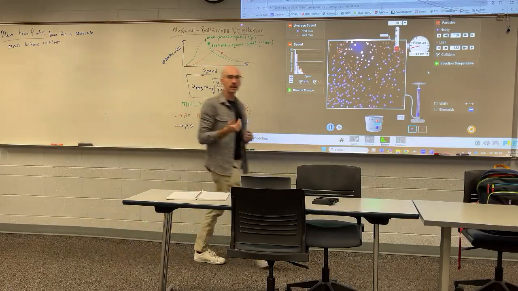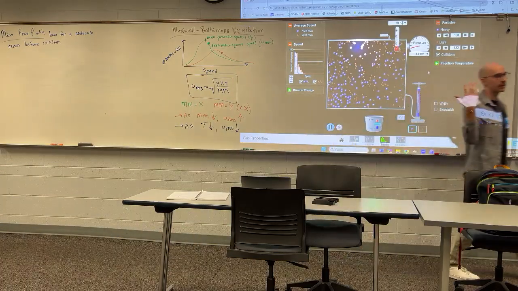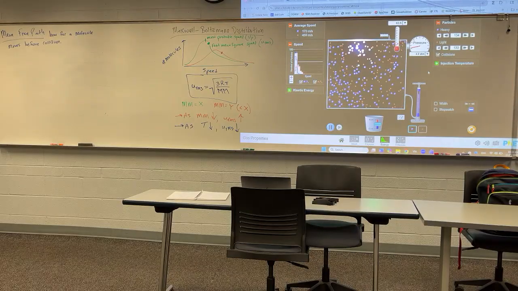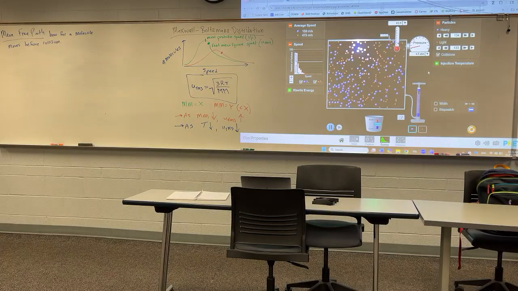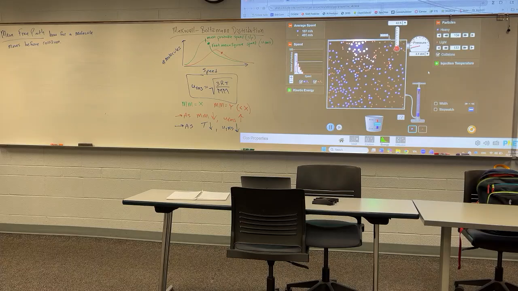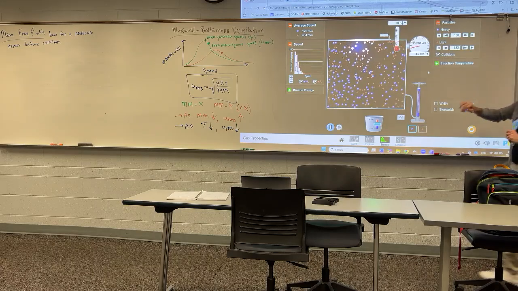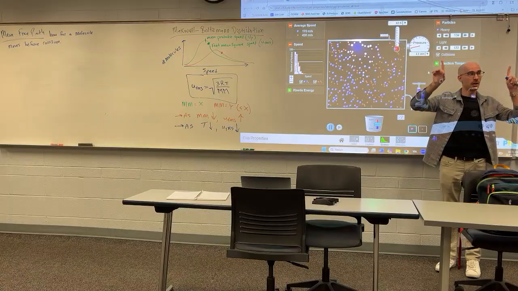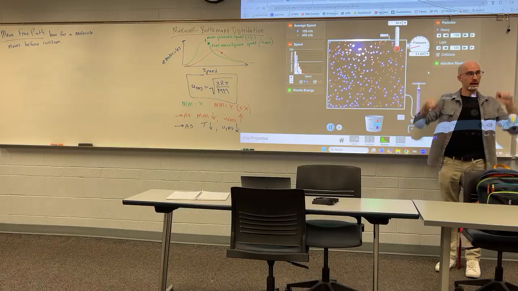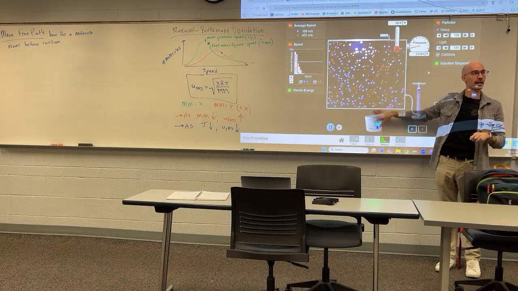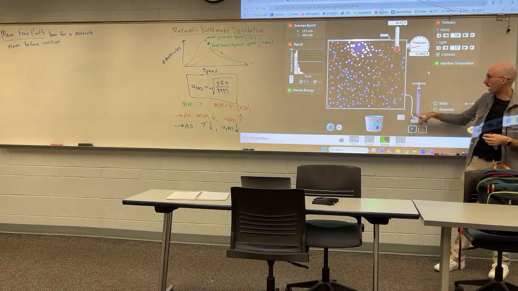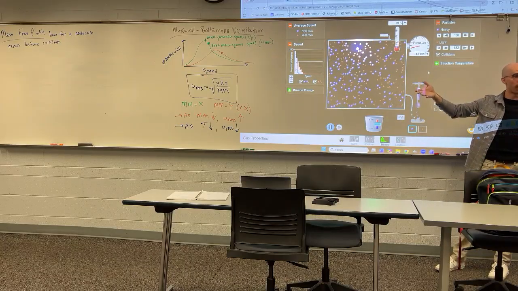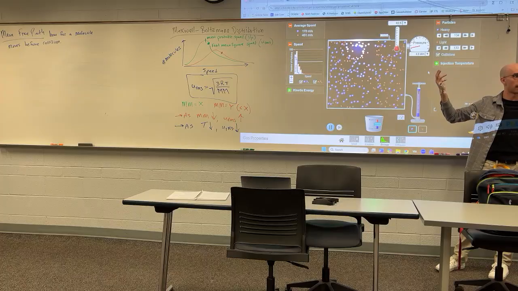Do you think the mean free path increases or decreases when I change the pressure? And I can change pressure by one of two ways. I can heat this up. Pressure and temperature are proportional. I can turn up the temperature and I can turn up the pressure. Or I can add more particles in. More moles, more pressure. Those are proportional as well.